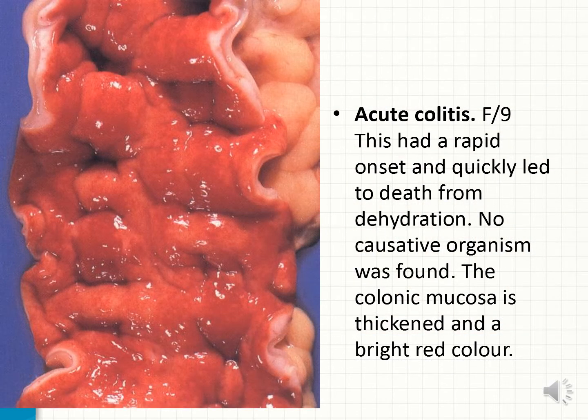Here you see the acute colitis. This had a rapid onset. It quickly led to death from dehydration. This is a girl, 9 years old. No causative organism was found. The colonic mucosa is thickened and bright red color due to inflammation.